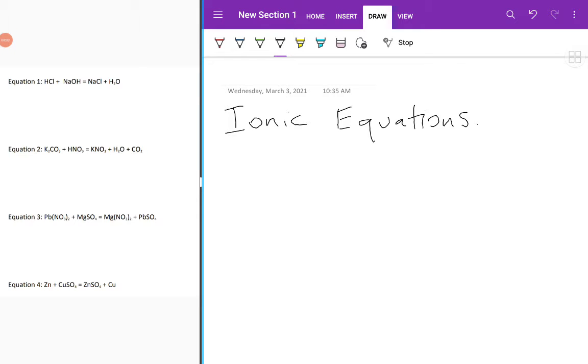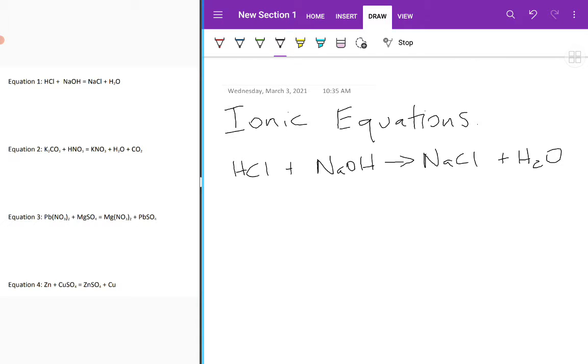Okay, everyone. I want to give you some feedback from the ionic equations exercise that you all would have attempted. So we have our four ionic equations here, 1, 2, 3, and 4, and we're going to work through a few of them. Let's start with the simplest one. We have hydrochloric acid plus sodium hydroxide reacting to give us sodium chloride and water.